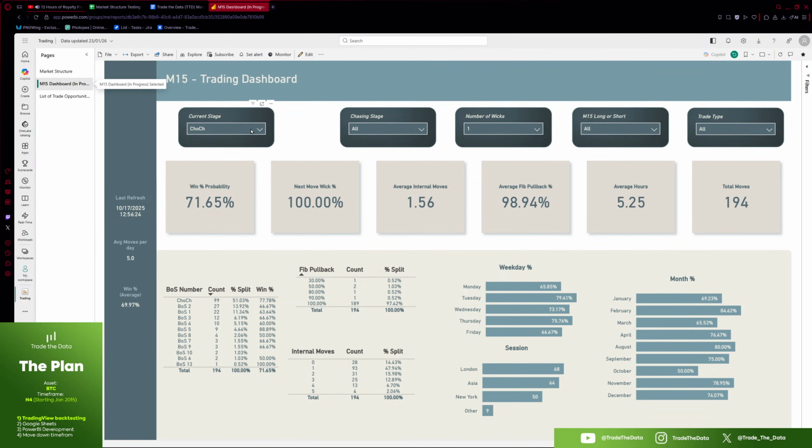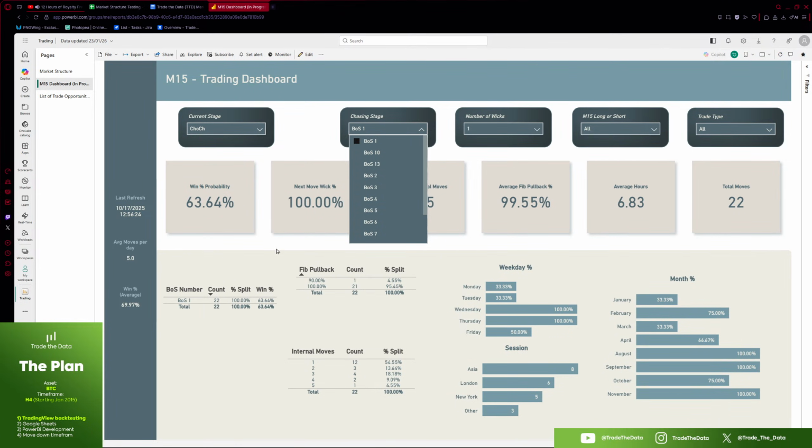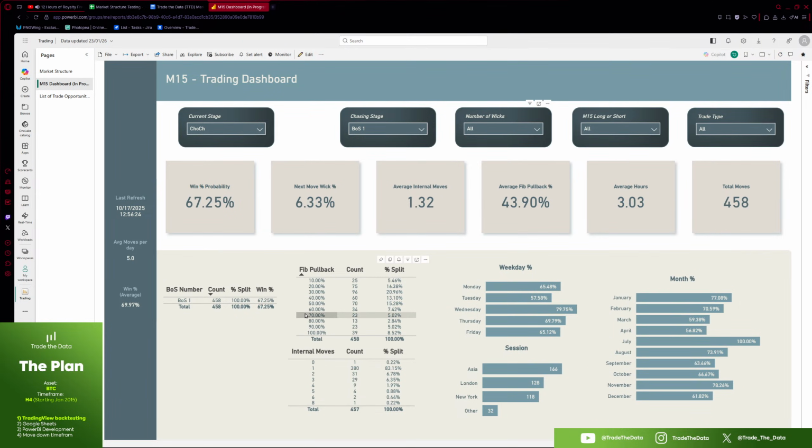On here, for example, if it's going from a chock to my first boss, I click here. Actually, it tells me I've got a 63.64% chance of winning over... Actually, let me take this off, sorry. That looks better. Over 458 moves. Average time it took was just over 3 hours. The average fib pullback was 43.9%. Average internal moves 1.32, and the percentage chance of a wick is 6.33%.